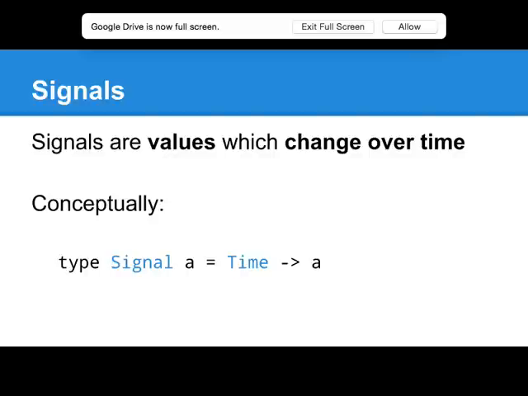So signals are values which change over time. Conceptually, a signal of values of type A is a function from some abstract concept of time to A. So we have, let's say, the mouse position, which is moving over the screen. That's a signal of tuples of x and y coordinates. Or we have the signal of whether a button is currently in the process of being clicked on the DOM. That's a signal of booleans. And you can combine these things in various ways.